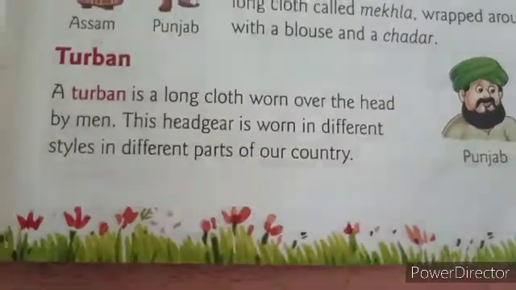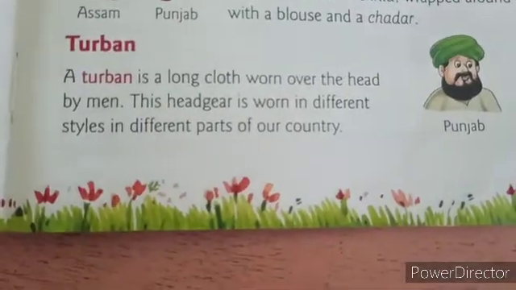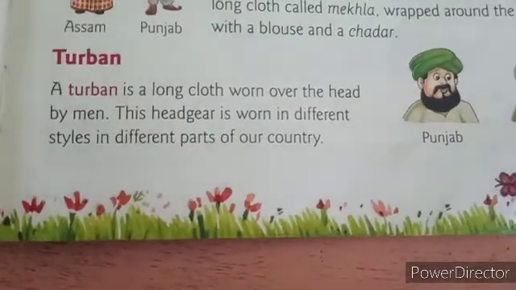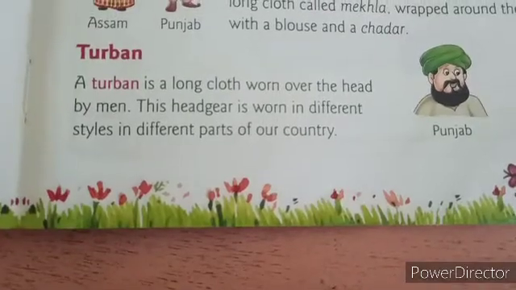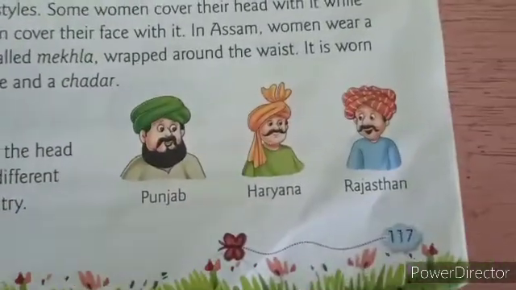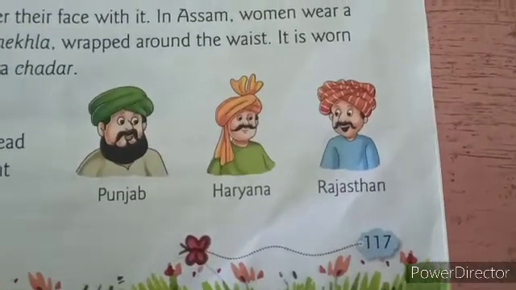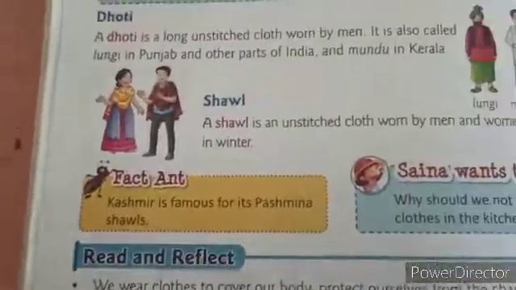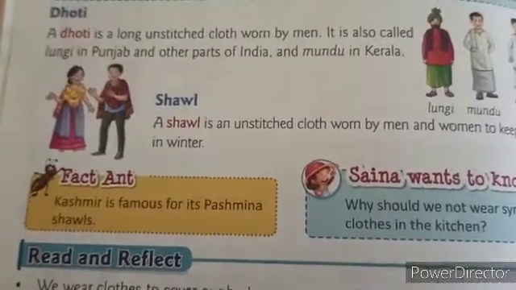Next, the thing given is another kind of unstitched cloth, that is called turban. What is turban? A turban is a long cloth worn over the head by men. This headgear is worn in different styles in different parts of the country. See, the pictures given show the manner in which the turban is used by the men of India. Okay. Turn your page. What kinds of clothes are given here? Let's see. These are all in the group of unstitched clothes.